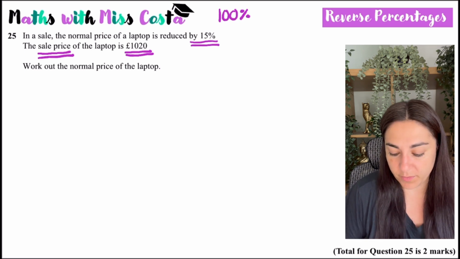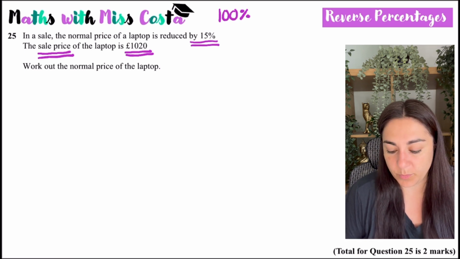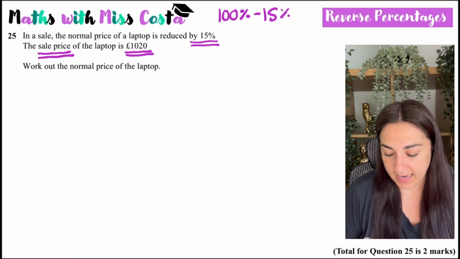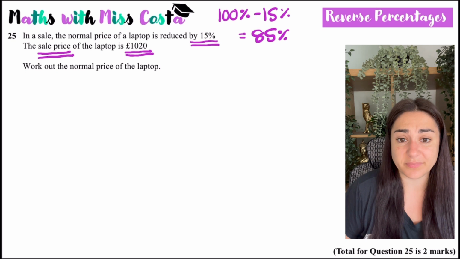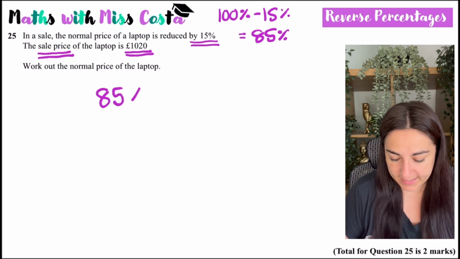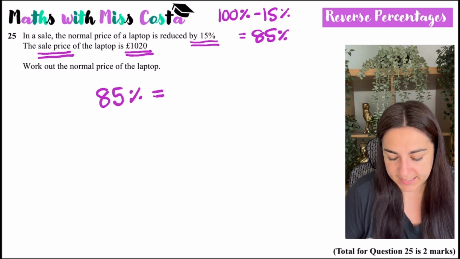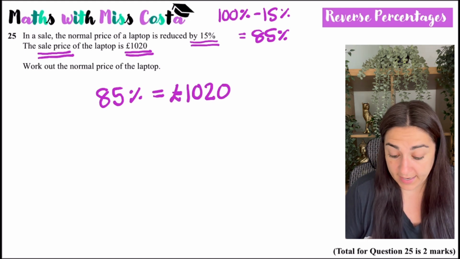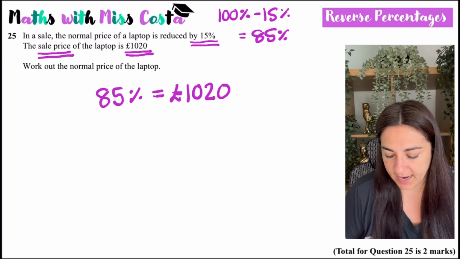So when we start off with anything, the original price is 100%. And if you take away 15%, what are you left with? You're left with 85%. So that means the price that you're seeing, this £1,020, must be 85% of the original price. So I know that 85% is 1,020.